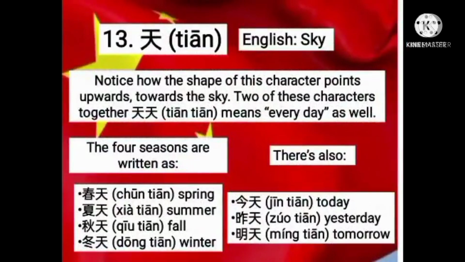Number 13 is Tian. In English, sky. Notice how the shape of this character points upwards towards the sky. 2 of these characters together, Tian Tian, means every day as well. The 4 seasons are written as Chun Tian, which means spring.